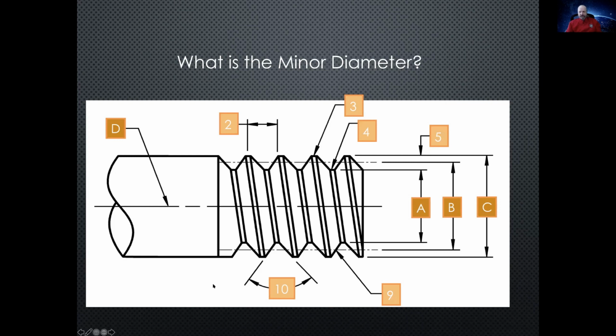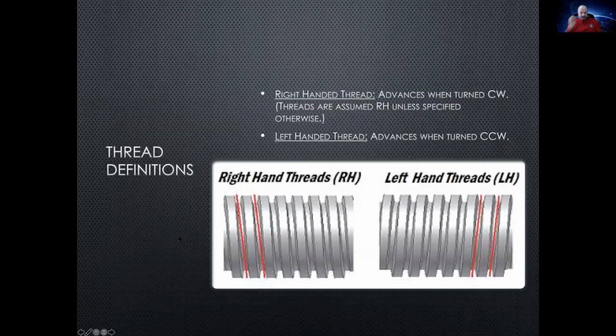And the minor diameter, anybody want to venture to guess what that is? Is that A, B, or C? Someone take a stab at it. A. All right, excellent. So it's the minor diameter. So it's from the root to the opposite root, right? That's the minor diameter. All right. So here's some more thread definitions.